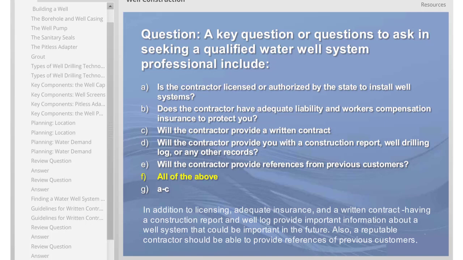The answer is all of the above. In addition to licensing, adequate insurance, and a written contract, having a construction report and a well log provide important information that could be useful in the future when it comes to maintaining your well system. Also, a reputable contractor should be able to provide references of previous customers.